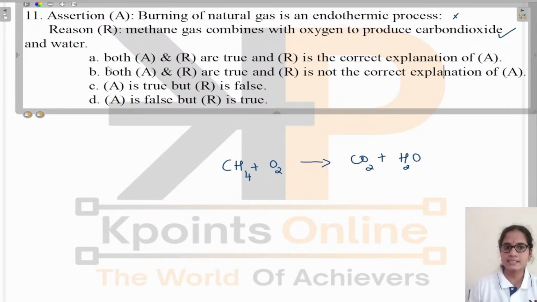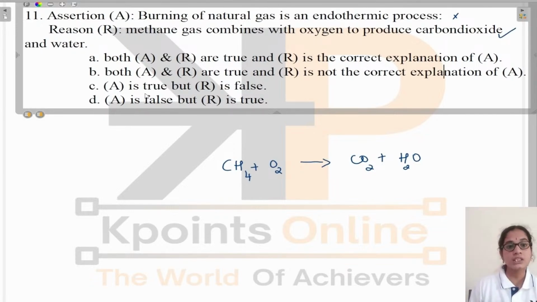In option A, it is given that both A and R are true, but this is not the correct option. See the second option. Both A and R are true and R is not the correct explanation of A. This is also not the correct option, as here also they have mentioned that A is true, but we know that A is false. Okay. In the third option, that is C, A is true but R is false.